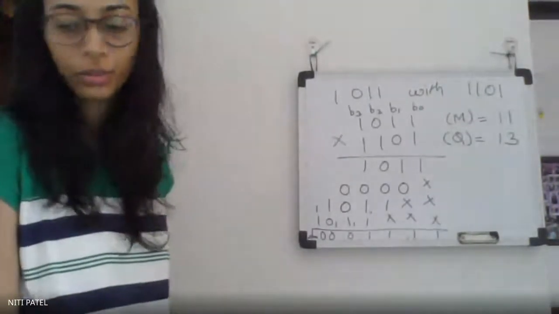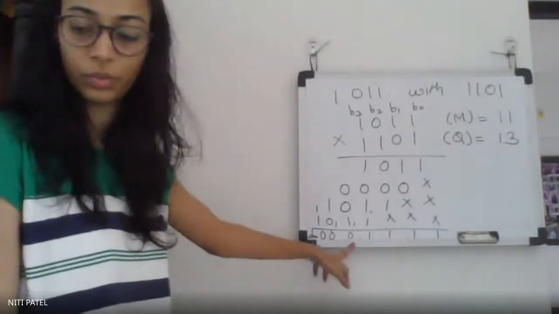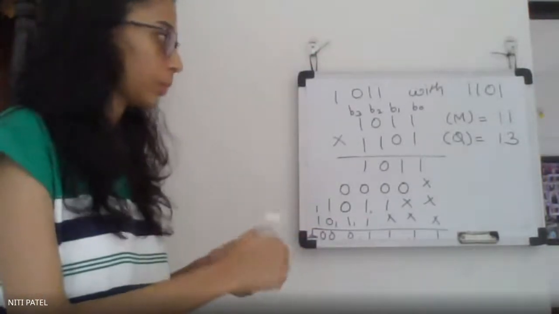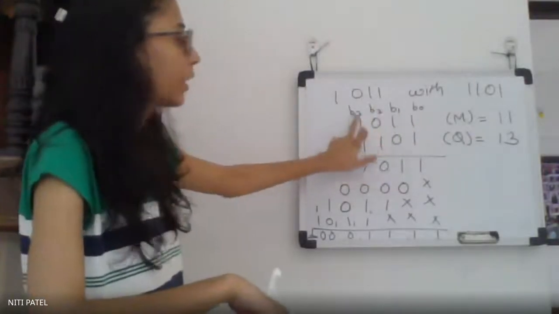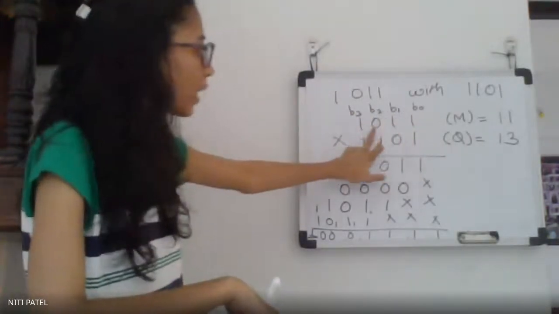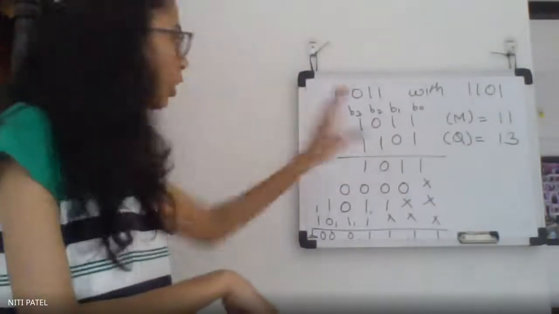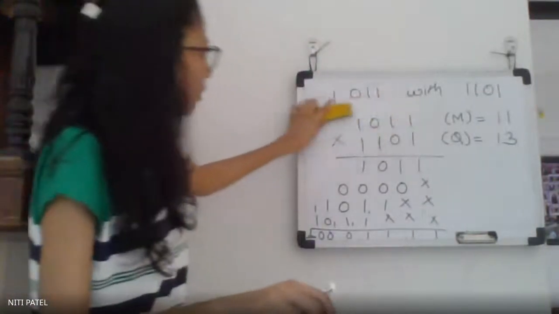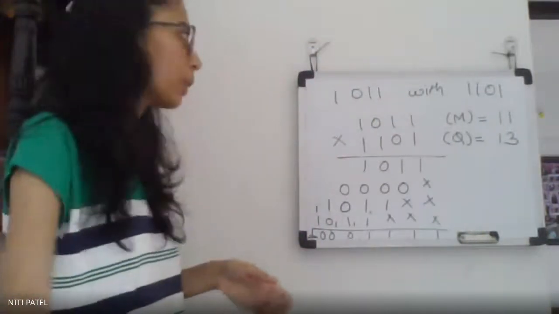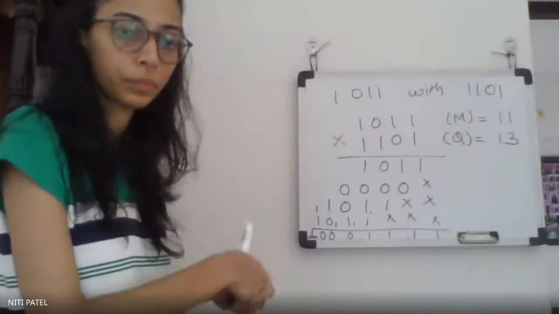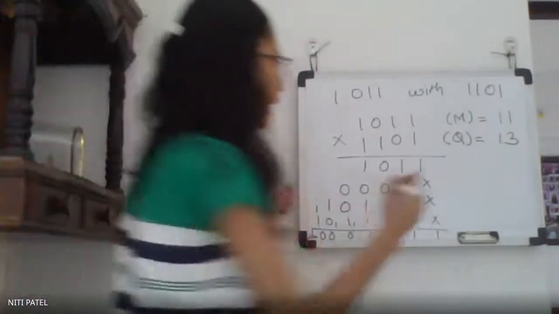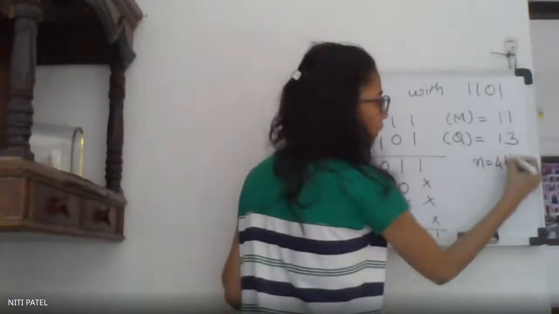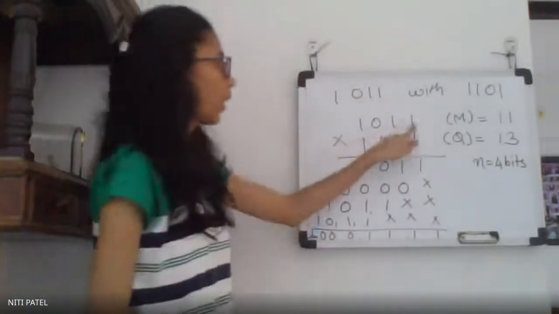Check the result. Ma'am, what is B0, B1, B2, B3? Binary 0, binary 1, binary 2, binary 3. That is the 0th bit, first bit, second bit, third bit, like this. It is not necessary to mention that, but it is a 4-bit number that we are multiplying with a 4-bit number. So we have multiplication of two 4-bit numbers. So my n is equal to 4 bits.